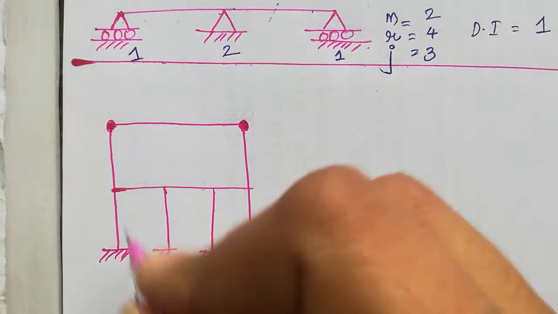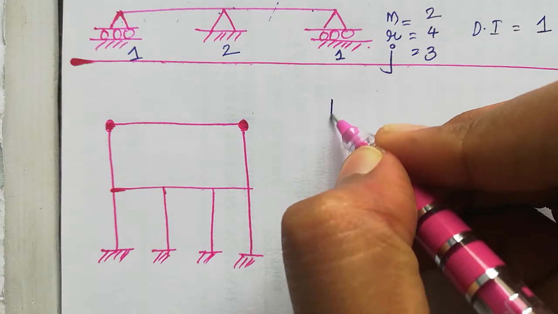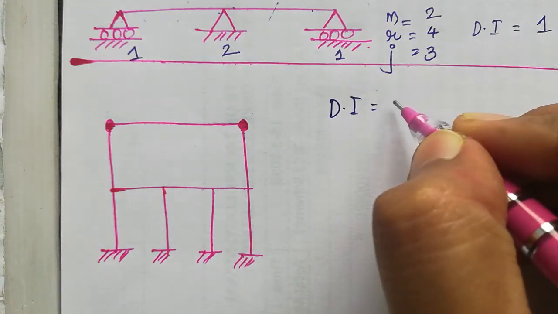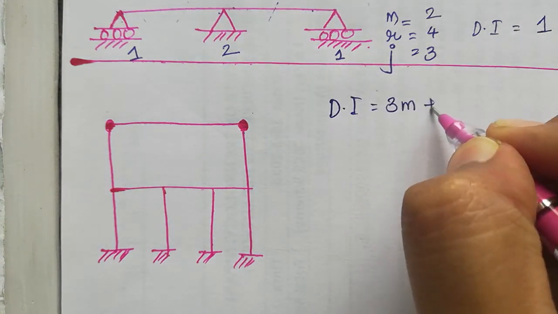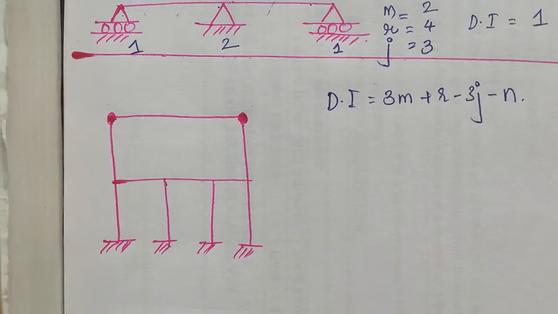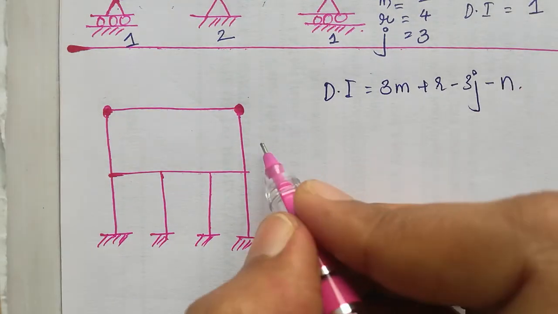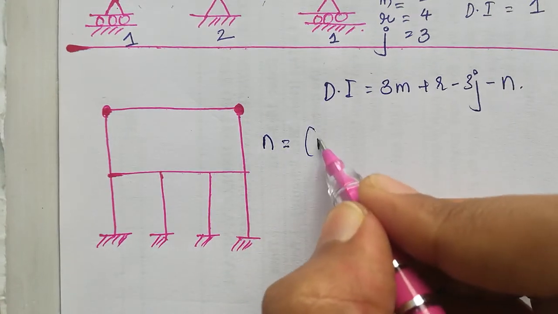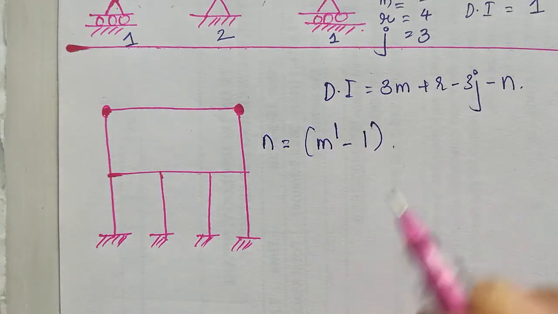Now what is the equation for a portal frame? That is, degree of indeterminacy is equal to 3m plus r minus 3j minus n, where n is given by m dash minus 1.